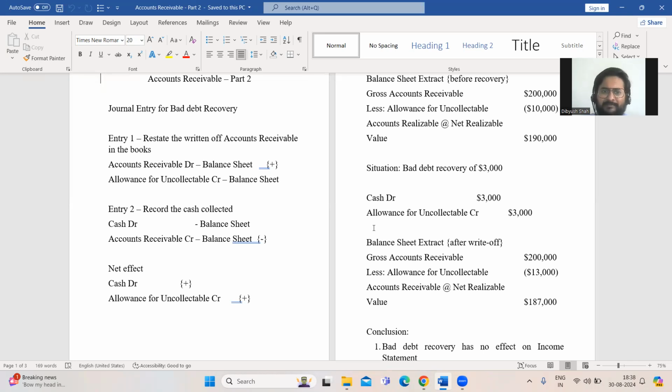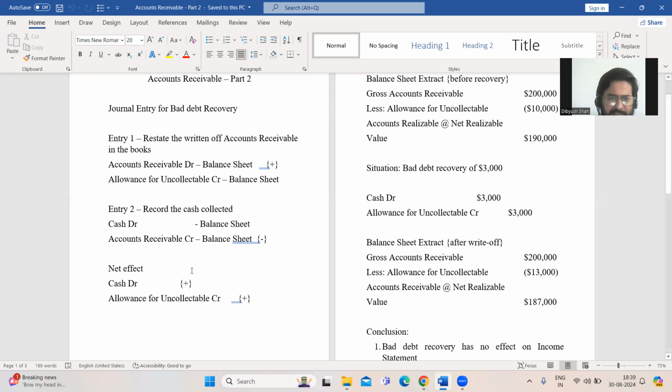Now, what is the net effect of these two entries? In the first entry, accounts receivable increases and allowance increases. In the second entry, cash increases and AR decreases. So net effect is AR increases in the first entry and reduces by the same amount in the second entry. So AR is nullified. The effect of this entry nullifies the effect on the AR ledger. Allowance increases, but there is no corresponding entry for the same.